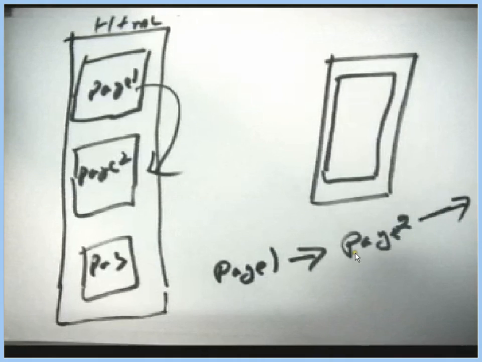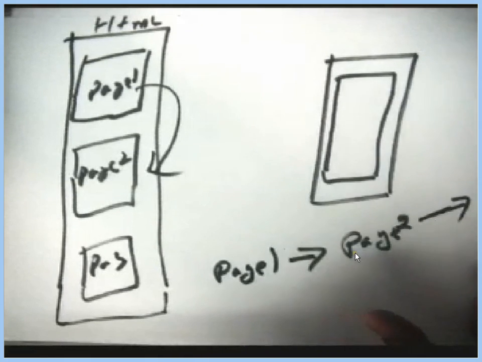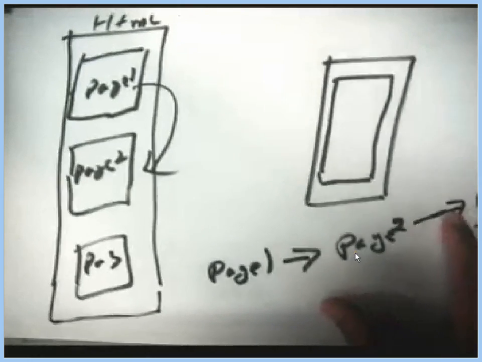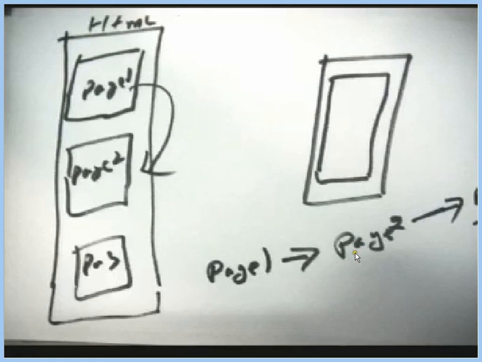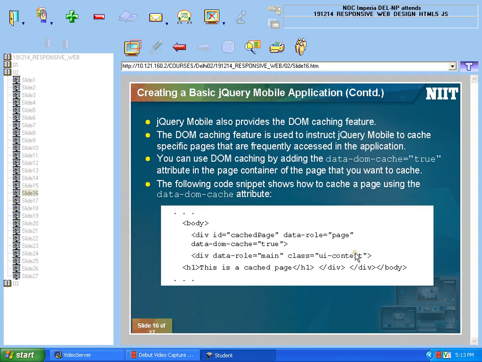Now, what is the use of one concept, that is data-dom-cache, in jQuery Mobile? This is something I want to explain now. So I will come to my screen here again. You can find over here, it says jQuery Mobile also provides DOM caching features, and the DOM caching feature is used to instruct jQuery Mobile to cache the specific pages that are frequently accessed in the application.